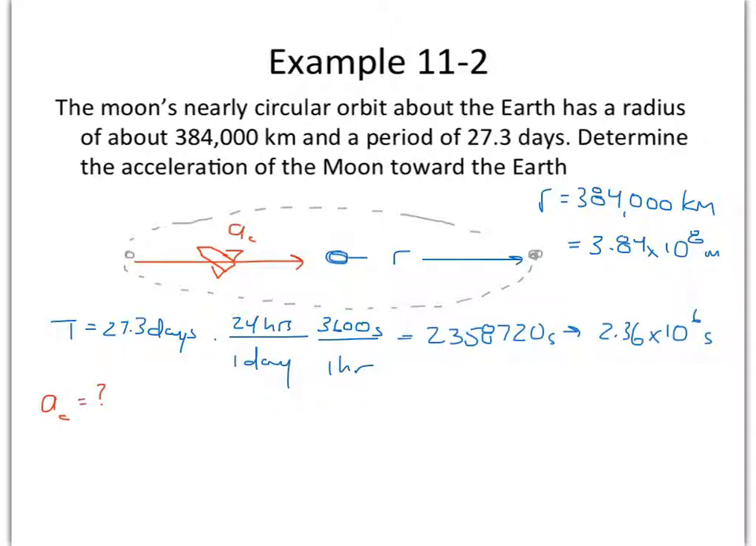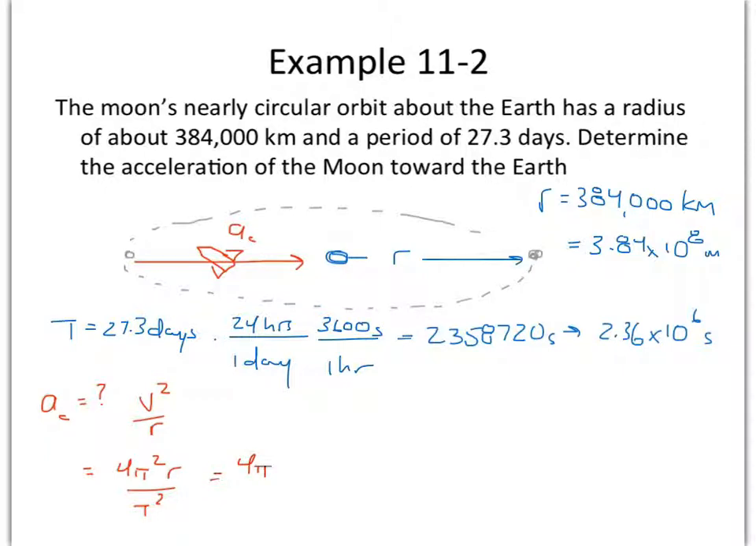Well, we have our radius, 3.84 times 10 to the 8th meters. We also have our time period, 2.36 times 10 to the 6th seconds. All right, so what is our equation that involves those? Well, we have v squared over r, but that doesn't help us because we don't know the tangential velocity of the moon. But we also have 4 pi squared r over T squared. And that should help us out. We incidentally have a variety of this that deals with the frequency as well, but we don't have that. But this should work for us. Centripetal acceleration is 4 pi squared r over T squared.